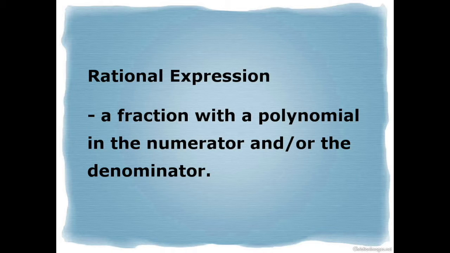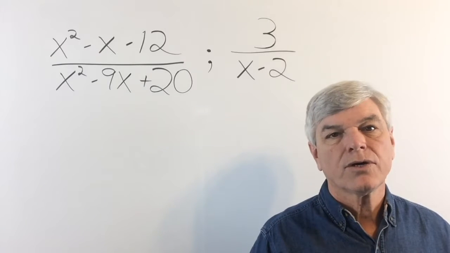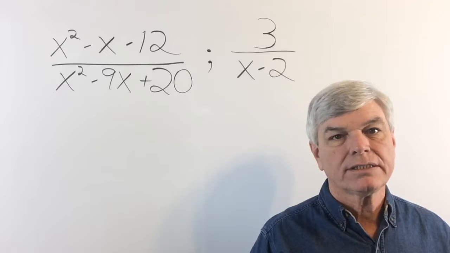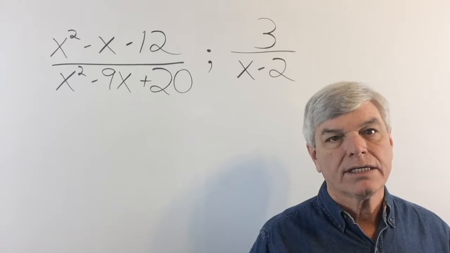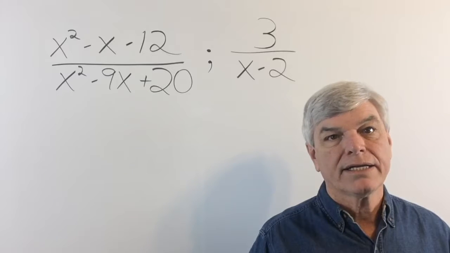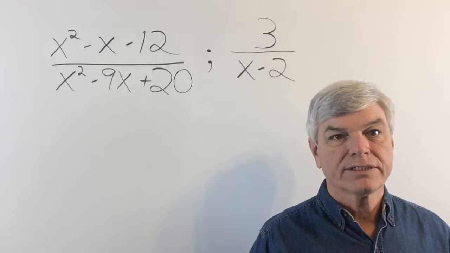For the next several lessons, we are going to be studying rational expressions, and today we're going to learn how to reduce rational expressions. A rational expression is a fraction with a polynomial in the numerator and/or the denominator. So here are two examples of rational expressions. The first one has a polynomial in the numerator and the denominator. And the second example has a polynomial, that is a binomial, in the denominator. So both of those are rational expressions.